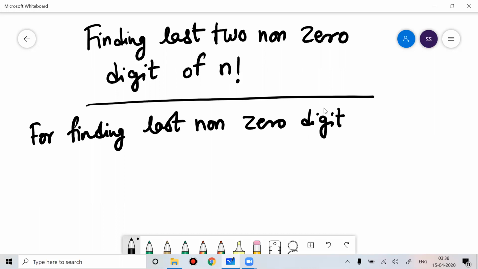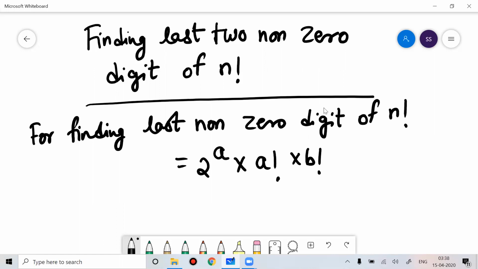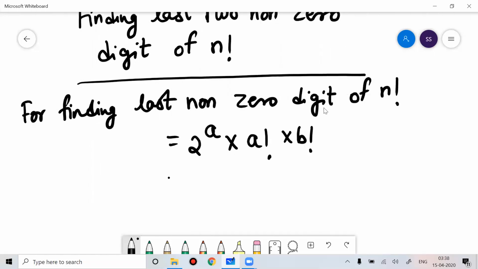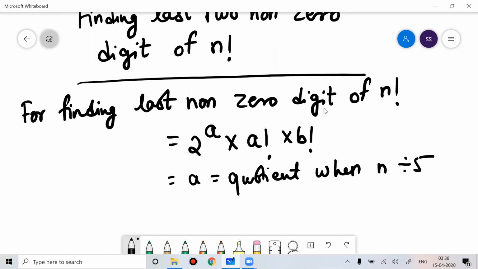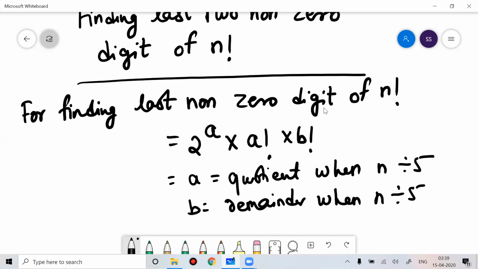To find the last non-zero digit of n factorial, we use the formula 2 to the power a into a factorial into b factorial, where a is the quotient when n is divided by 5, and b is the remainder when n is divided by 5. I believe everyone knows this, so just a quick revision. Let's take one example.